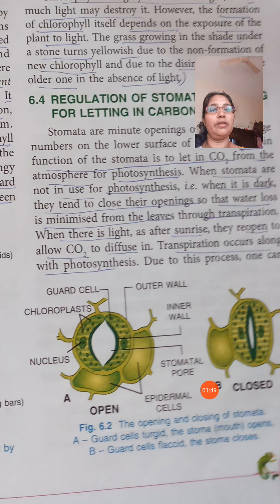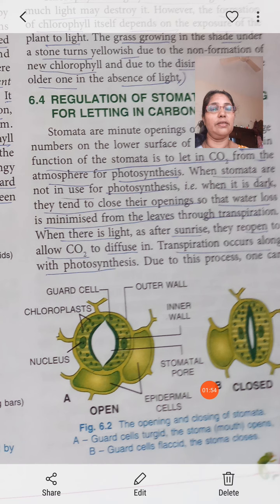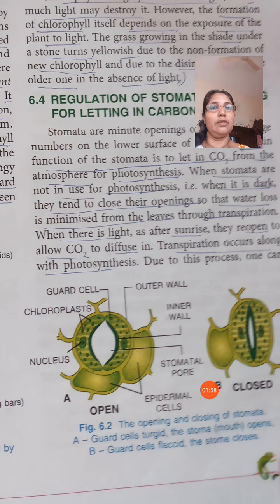So that when that cell becomes turgid, you know what is turgidity? When it absorbs water or is filled with water, then that cell becomes turgid, and only in the turgid condition the outer wall will get extended, and that will cause the opening of the stomata.